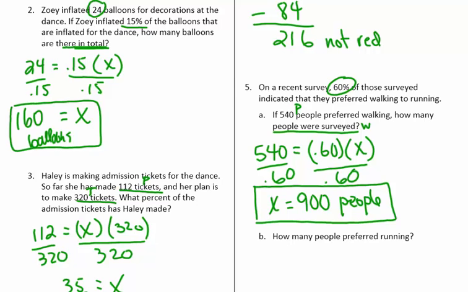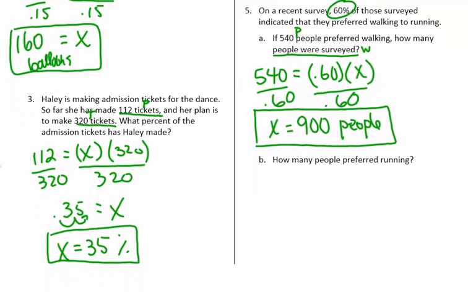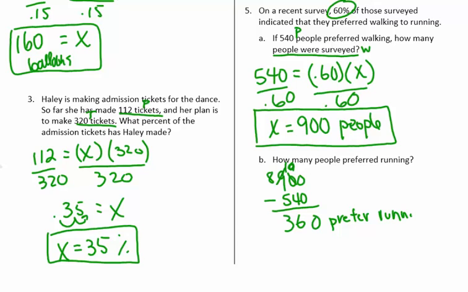How many people preferred running? So there's 900 total. And it tells me up here that 540 preferred walking. So I subtract the 540. Oh, keep that at 10, sorry. So that's 6. 360 prefer running. So we've got to read the question, comprehend the parts, and make sure we've answered the question. Sometimes we have to do a little bit more than just finding the answer.